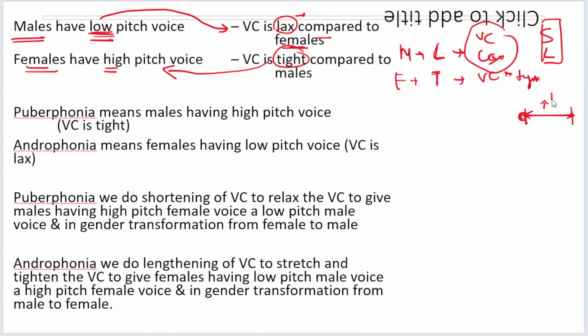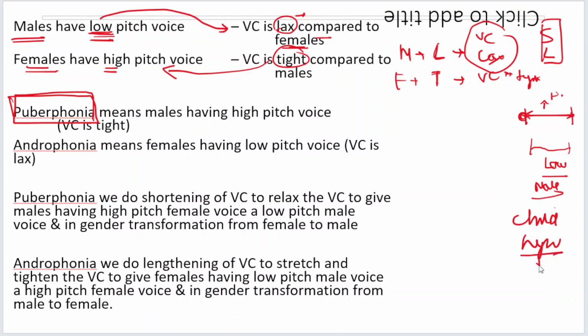The pitch will be more. If it is not tightly strung in between the two vocal cords, you will have a low pitch. So males have a low pitch, females have a high pitch. What is puberphonia? Puberphonia means a child, a male boy in the adolescent, he is growing up. A child has a high pitch voice. As he's growing up, it becomes low pitch.